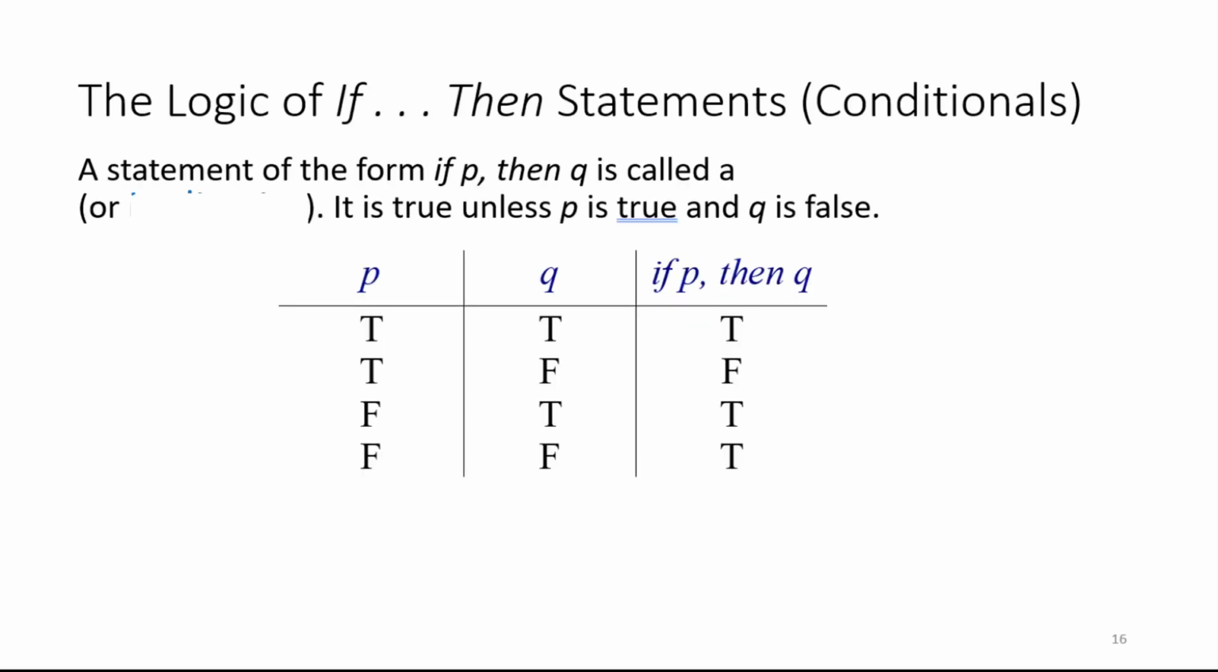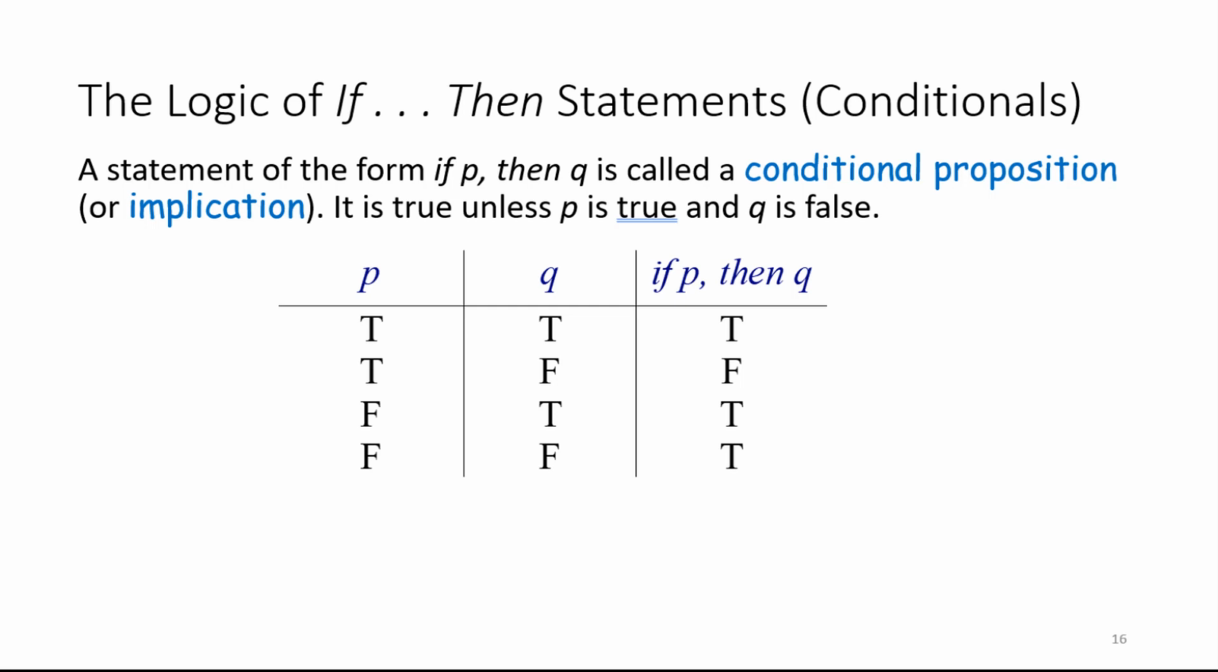The logic of if-then statements. These are called conditionals. A statement of the form, if P, then Q, is called a conditional proposition or implication. It is true unless P is true and Q is false. Presented here is a truth table of 3 columns and 5 rows. The first column is P, the second column is Q, the third column is titled If P, Then Q.